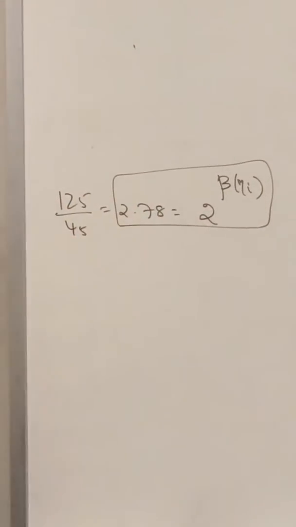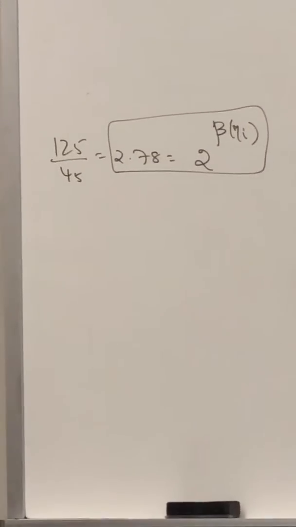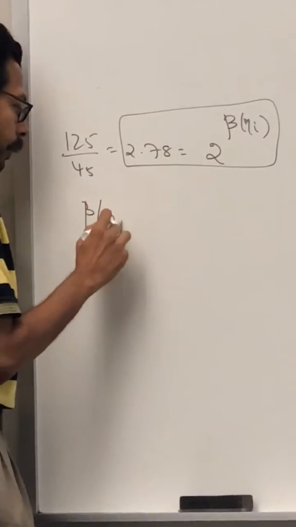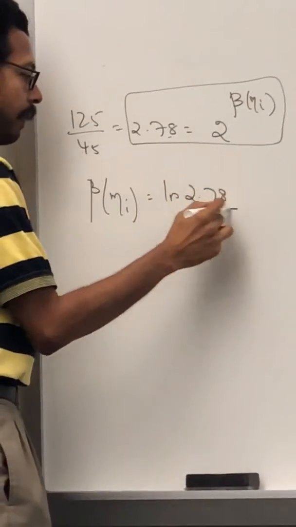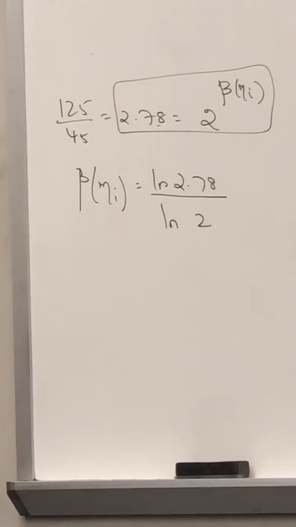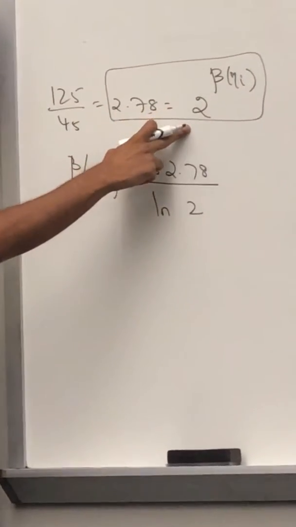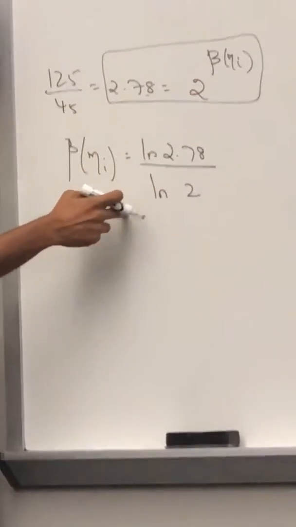So we have to now solve first for beta of eta I. Is that clear? So how to solve this? You can take log of 2.718 divided by log of 2. Because if you take logarithm, log of this, again the exponent can come first, times log of 2. So that's what this is.